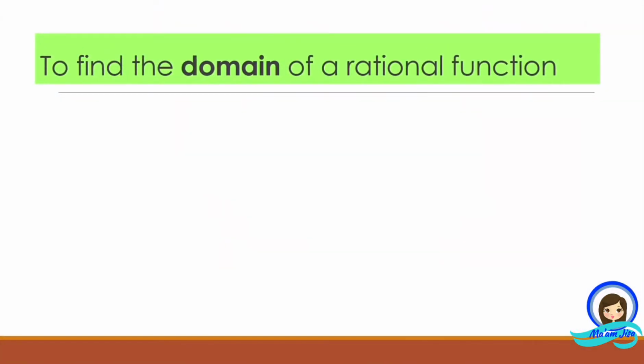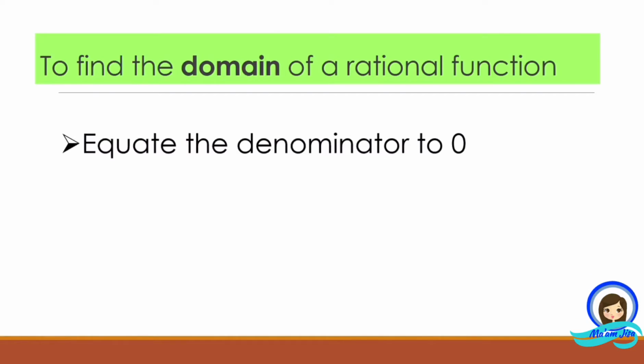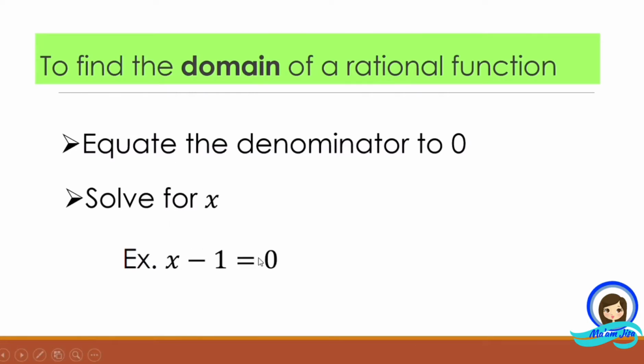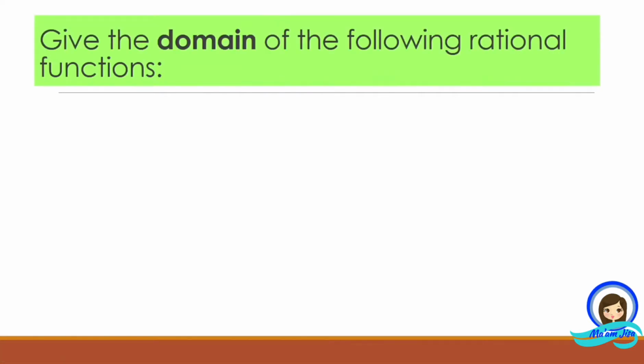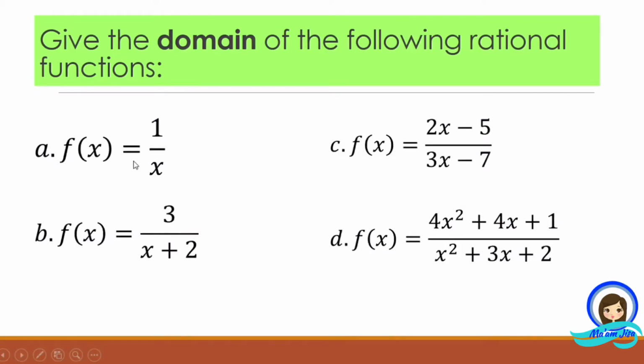To find the domain of a rational function, first equate the denominator to 0. Next, solve for x. For example, if we have x minus 1 equals 0, x equals 1. Let's have some examples. Give the domain of the following rational functions. As you can see, we have 4 functions.